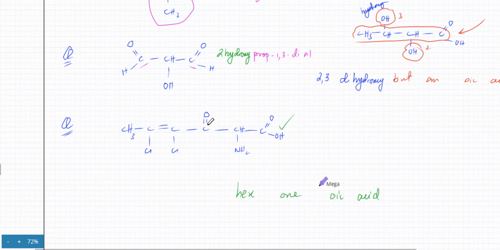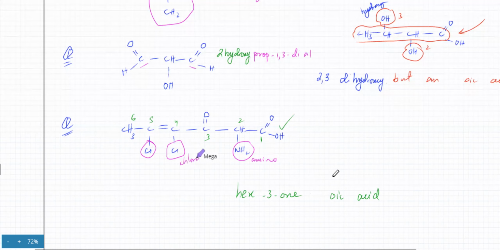And for the ketone, you start counting from the most important group: 1, 2, 3, 4, this would be 5, and this would be 6. So the ketone has position number 3. So it would be hex-3-on-oic acid. Now the rest are all branches. So there is chlorine, another chlorine, and an NH2. NH2, if it's a branch, is called amino. Sir, chloro. There shouldn't be an N over here, hex N, because there's a double bond over there.